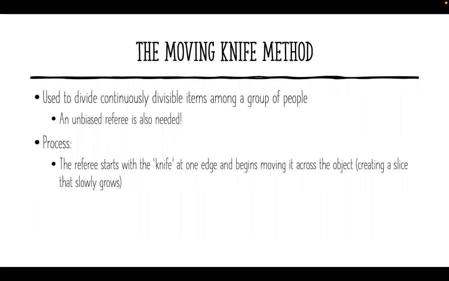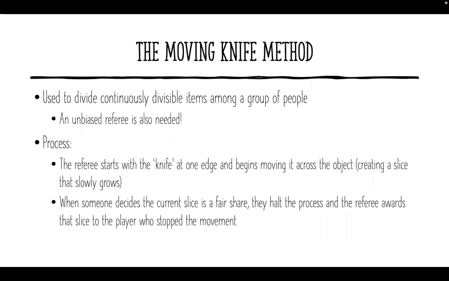So we start at one edge. Again, let's use our candy bar method. So we start with the knife at one edge of the candy bar, and the referee starts to slowly move it across the candy bar, right? And as they move it across, more and more of the candy bar is being seen, and that's the slice that slowly grows. When someone in the group of people decides the current slice is fair, they say, hold up, wait a minute, and they halt the process. The referee says, great, you stopped the movement. There's your slice of candy bar. And then we go again.